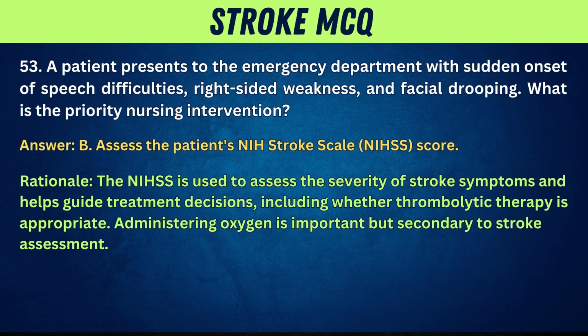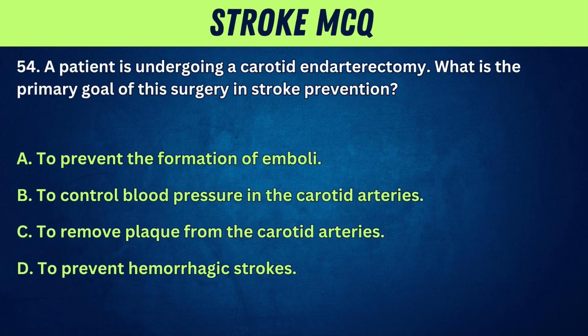Rationale: the NIHSS is used to assess the severity of stroke symptoms and helps guide treatment decisions, including whether thrombolytic therapy is appropriate. Administering oxygen is important, but secondary to stroke assessment.